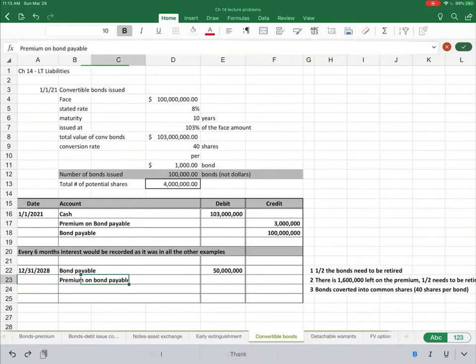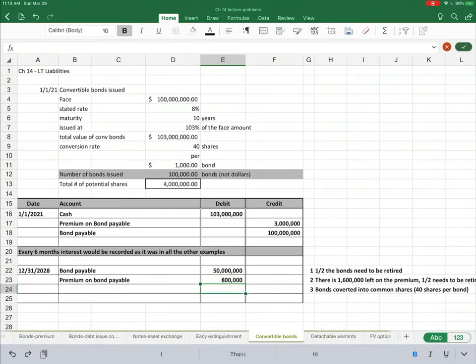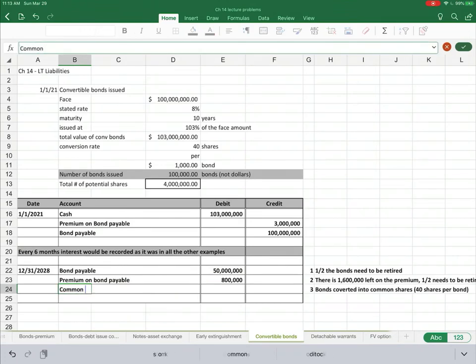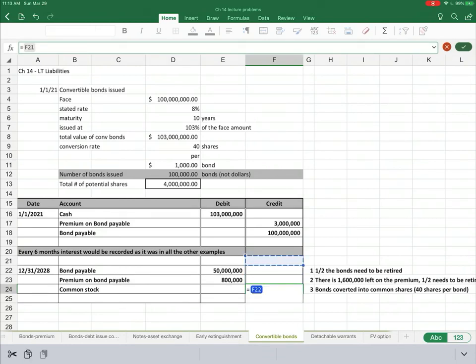So we're going to debit premium on bond payable. And in the problem, it told us that there is $1.6 million left on the bond premium. And again, we want to remove or retire half of that. So we're going to retire $800,000 worth of that bond premium, also wiped off of our accounting records with that debit. And then step 3, the last thing that we would do is just show common stock outstanding.